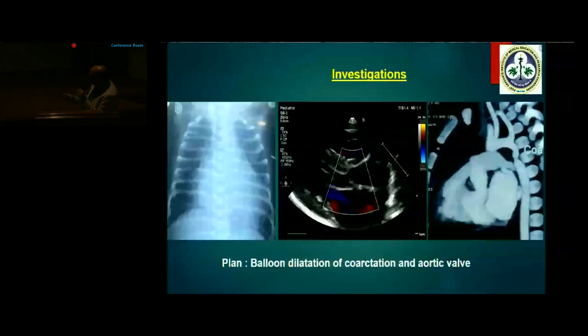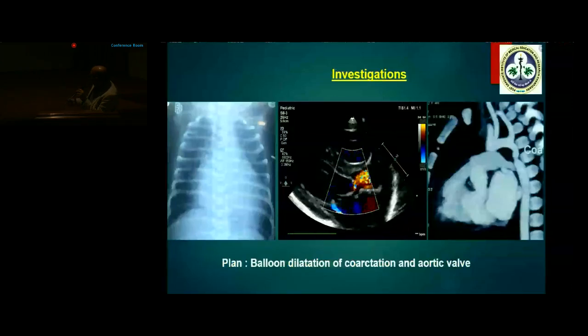As you can see, this is the chest X-ray: increased pulmonary blood flow, pulmonary venous congestion, cardiomegaly. And this is the echo. You can see that is the left ventricle, that is the left atrium, that is the aorta, that is the RV. This is the aortic valve. You can see a hardly contracting left ventricle, moderate mitral regurgitation, eccentric, and the aortic valve is hardly opening, and there is turbulence, antegrade flow from LV to aorta.